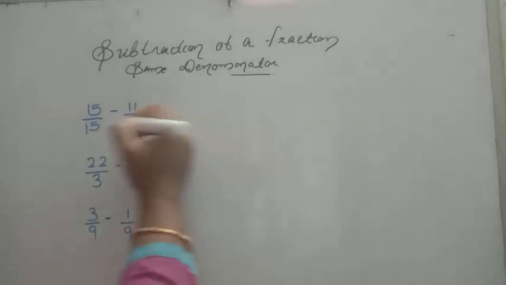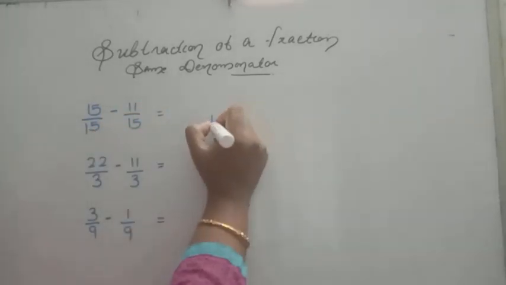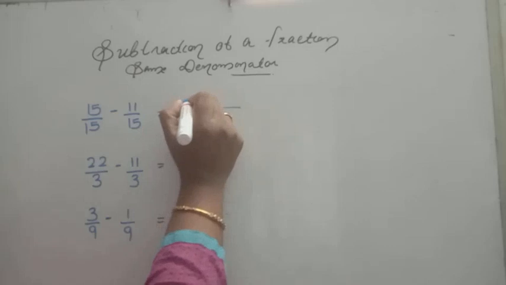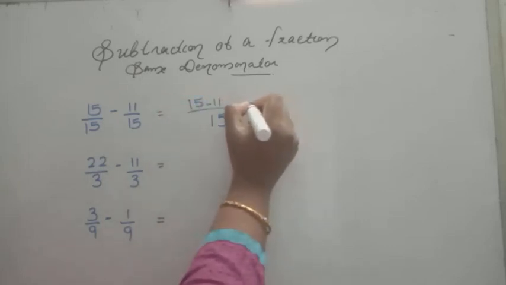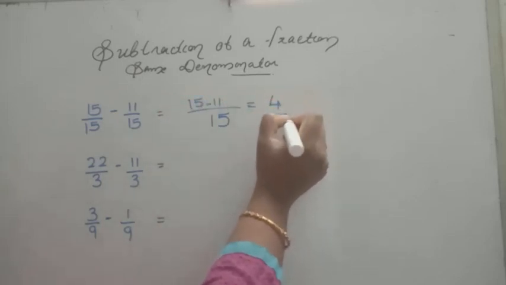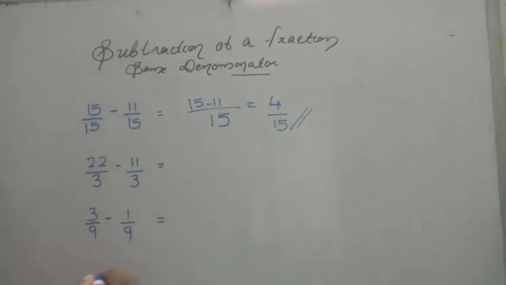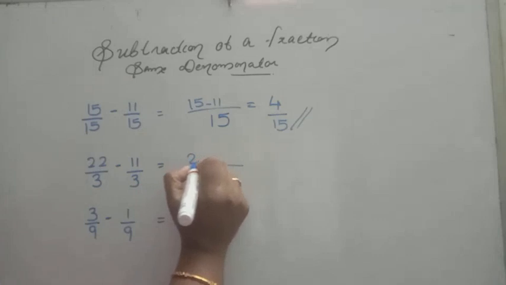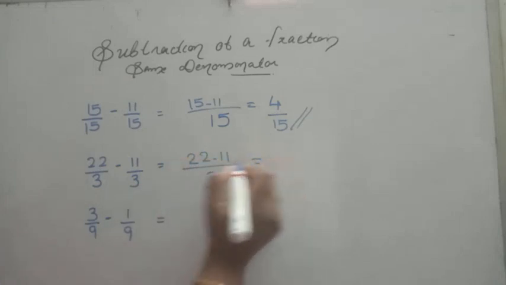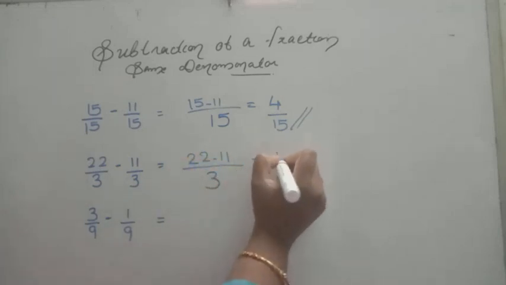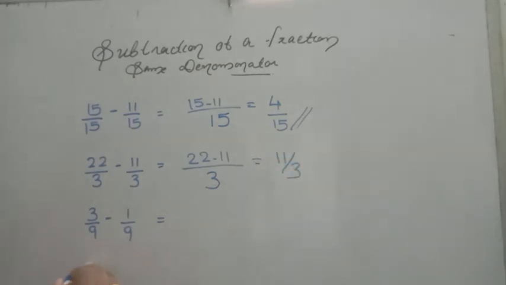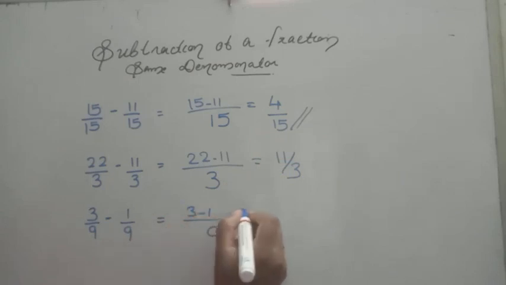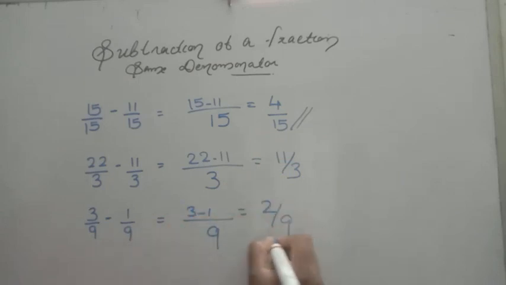Okay friends, here are 3 questions. Here the denominator is 15, so we do 15 minus 11, which is 4/15. Here we keep 3, and 22 minus 11 is 11, so the answer is 11/3. Now with denominator 9, 3 minus 1 is 2, so the answer is 2/9.